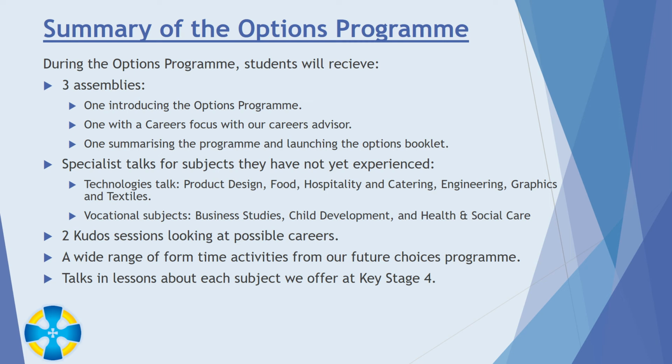They've had a wide range of form activities for a Future Choices programme. They get emailed out every week and students will complete a range of different tasks. And they will also get, on the build up to the Year 9 Options Evening, talks in lessons about each subject we offer at Key Stage 4. Now they will have had technology talks and the business, child development and health and social care, but all the other subjects will talk to the students about their subjects and how and what they do at Key Stage 4.